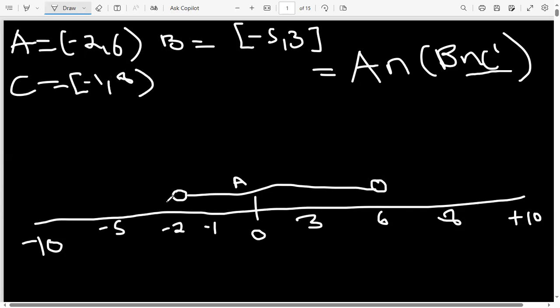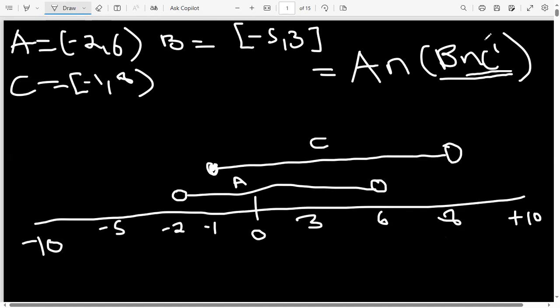Okay, so we've plotted the set A. Let us now plot the set inside the brackets, B intersection C complement. For us to know what C complement is, we first have to plot C. So let's plot C. On -1, we have a closed bracket, so I'm going to draw a closed circle like this. And then this goes to +8, which is not included, so I'll put an open circle on 8. So this is our set C.